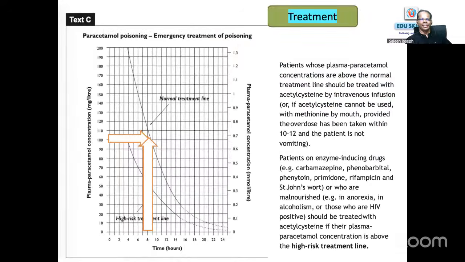8 hours is here. And then they are asking above dash mg per liter. This treatment line joins here, and it should be 100. When you take 8 hours down, this line, the normal treatment line, collides here. So that is the point. For non-high risk, it comes with 100. If you go high risk, it will go below this side. So that is how you find it easily. The answer is 100.